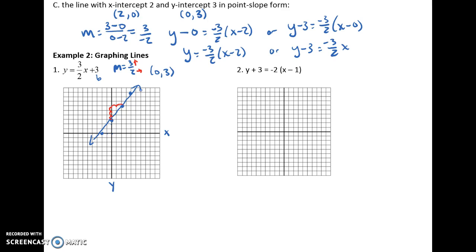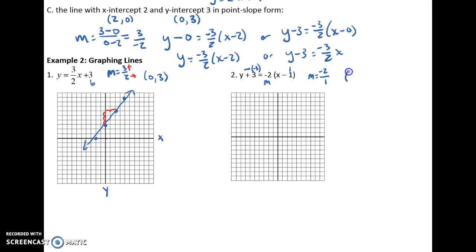Now with number 2, you have a couple options. You could either graph it using point slope form, or you can convert to slope-intercept form. So let me show you the point slope form first. Remember, m is in front of the parentheses, so here our m is -2, or -2 over 1. And then remember, it was y minus y1, so that's y minus -3, and then x minus x1, so that's x minus a positive 1. So my point is going to be (1, -3).